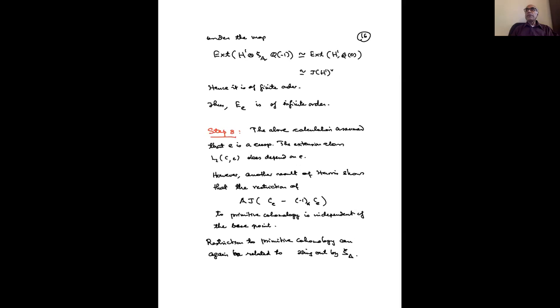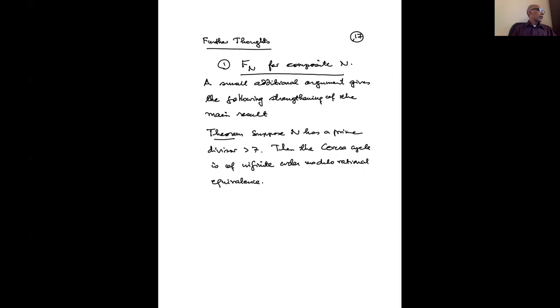Now I have a few minutes left, so I'll just talk about further thoughts. We talked about the Fermat curve at prime degree, what about composite n? Well, it's a small additional argument, you get the following strengthening of the main result. Suppose n has a prime divisor bigger than 7, then the Ceresa cycle is of infinite order modulo rational equivalence. So if n has a prime divisor bigger than 7, you can actually project the Ceresa cycle here to the Ceresa cycle on the corresponding Jacobian of F sub p for this prime. And here's the previous theorem.